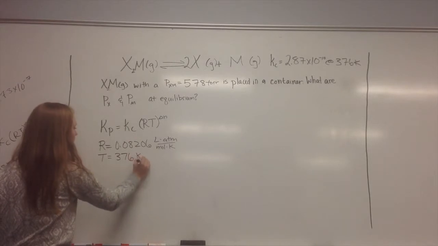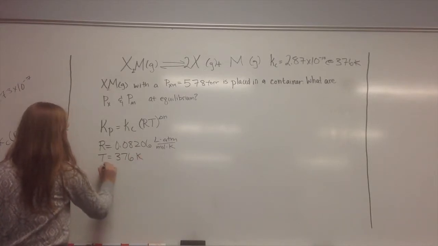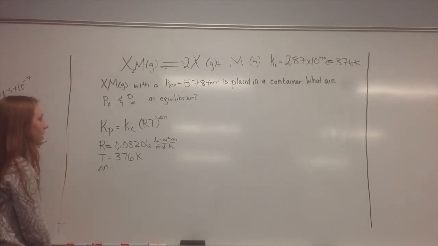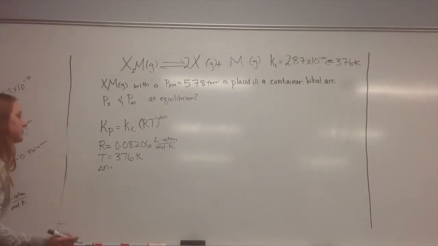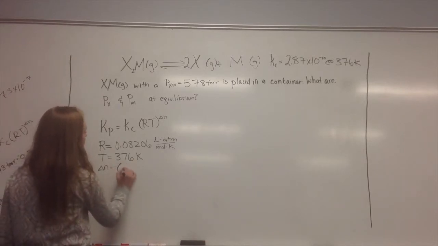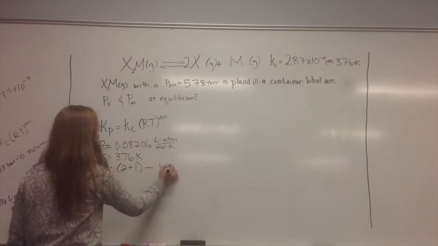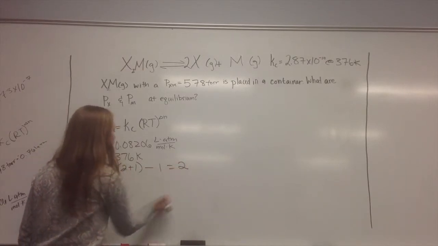376 Kelvin. And then delta N is found by doing the moles of gaseous products minus the moles of gaseous reactants. And so in this situation, it's going to be 2 plus 1 minus 1. So that gives us 2.